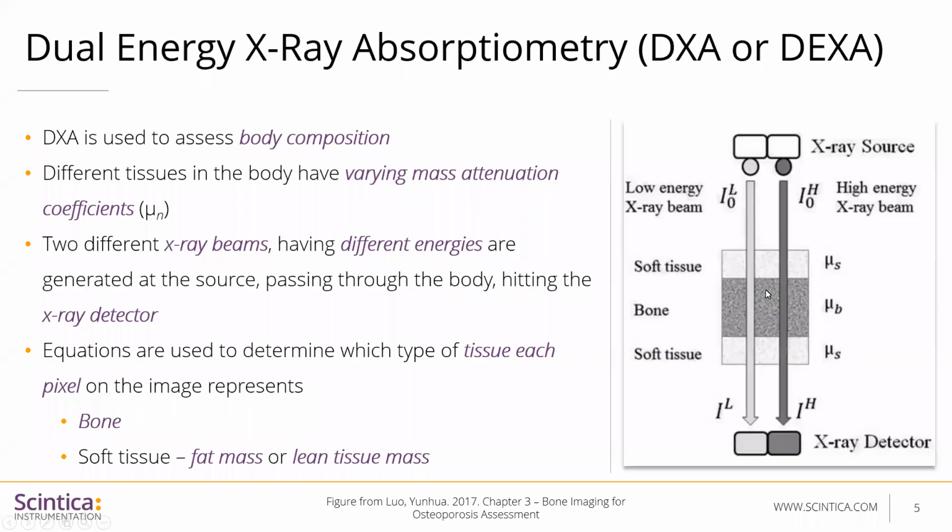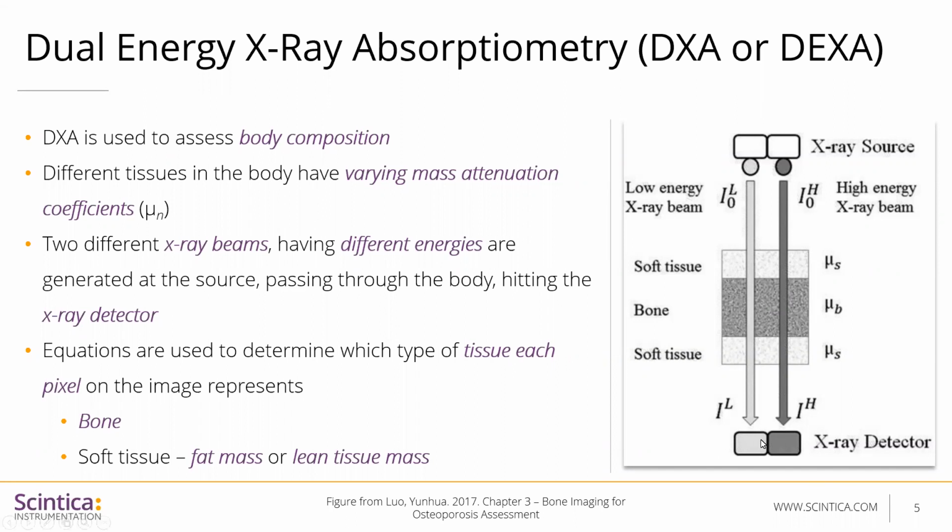sample, typically an animal sample. And then from there, we allow that energy to hit the X-ray detector. And so the difference in energy being sent, the attenuation will vary. And so the detector will pick up the signal.